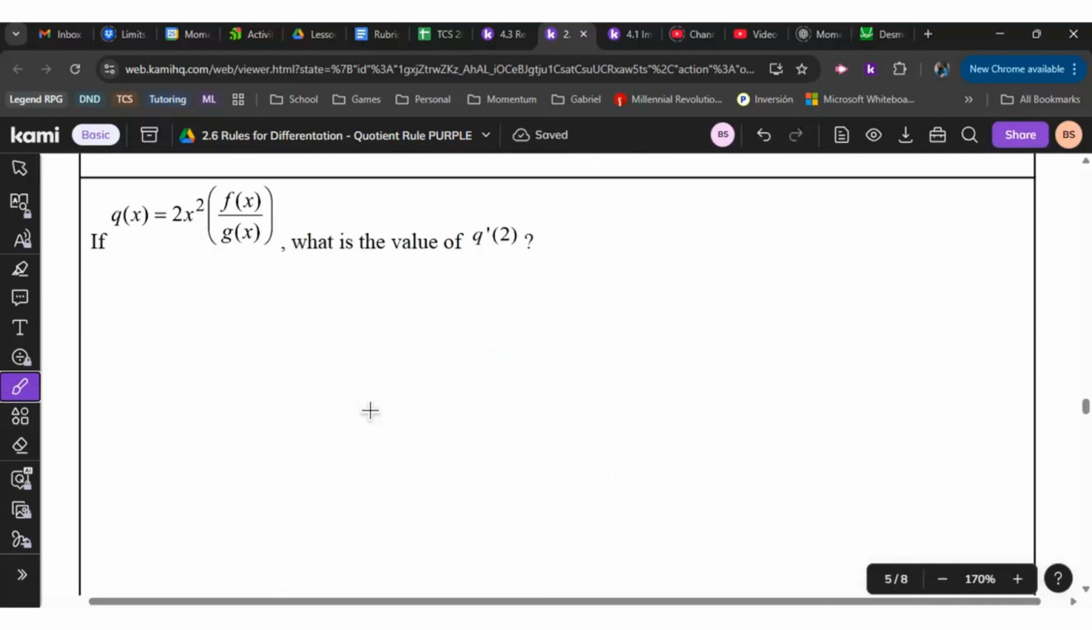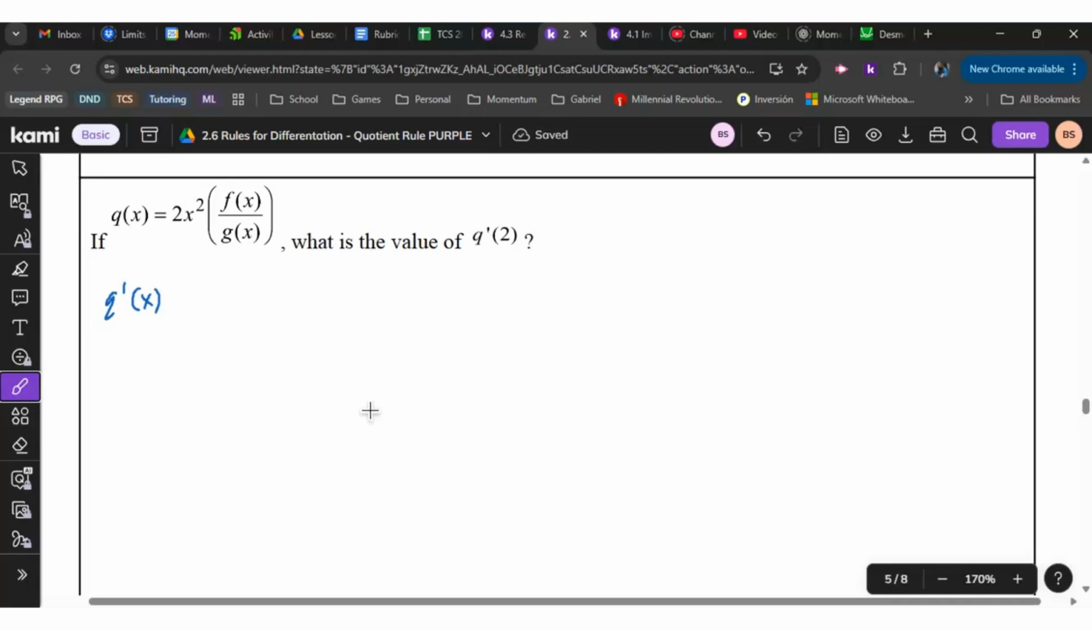So, when these things get, let's say, hard, it means we have to combine the rules that we know. So what do you notice about Q of X here? There's obviously a quotient rule, f of x over g of x. It also has 2x squared, so that means there's a product. So this is a product rule and a quotient rule. It is both, okay? So if we do this one, you might say, what order do we do them in? We do them whenever we encounter them.